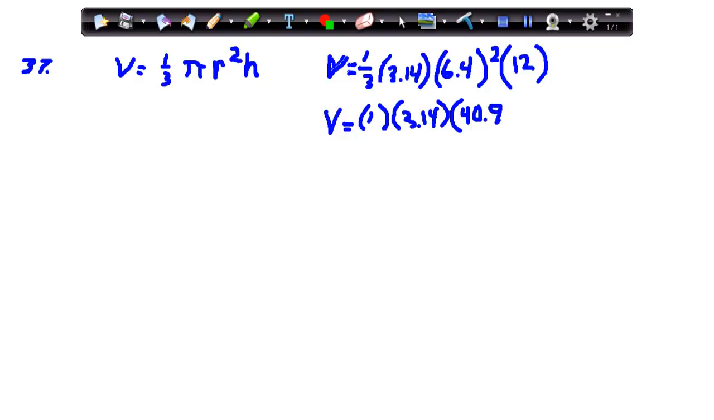6.4 times 6.4 is going to give us the 40.96. So we've got that. That's there. Brought that on down, and bring down the 12. Now, this is set over 3. That's what I was showing you.